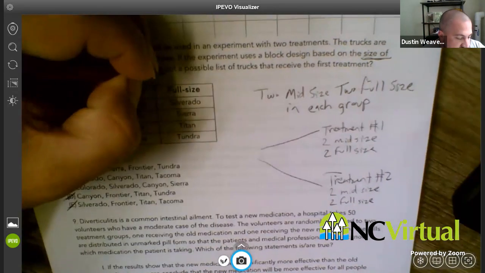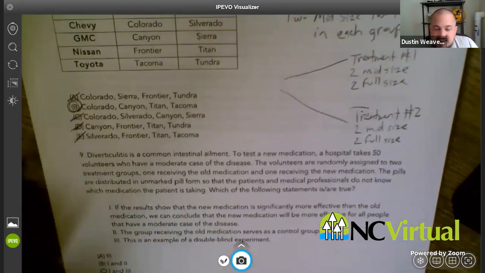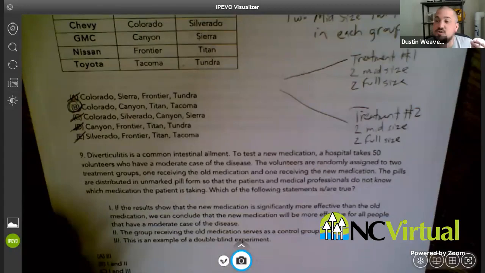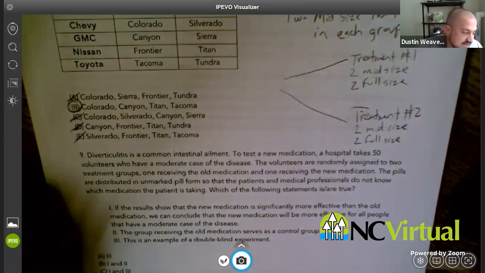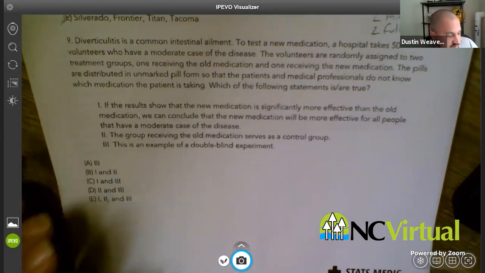Which of the following is not a possible list of trucks that could get the first treatment? So A, C, D, and E are all possible because they're 2 and 2. But B is 3 and 1, so that makes it not possible. All right, let's move to number 9.